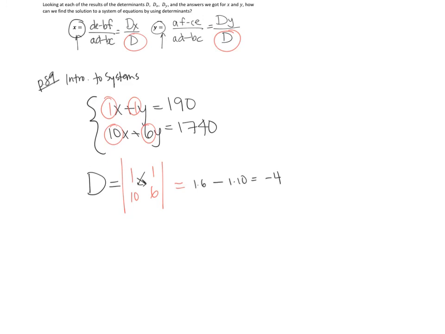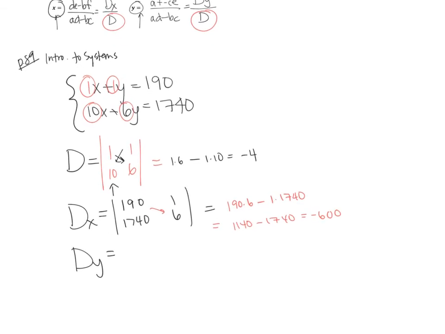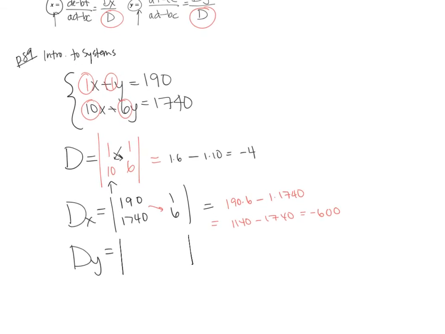Now we also want to find Dx and Dy. Dx, we're going to replace that first column with the 190, 1740, our constants. And we need to find that determinant. So that's going to be 190 times 6 minus 1 times 1740. Well, 190 times 6 is equal to 1140 minus 1740. We're going to get negative 600. So that's our Dx.